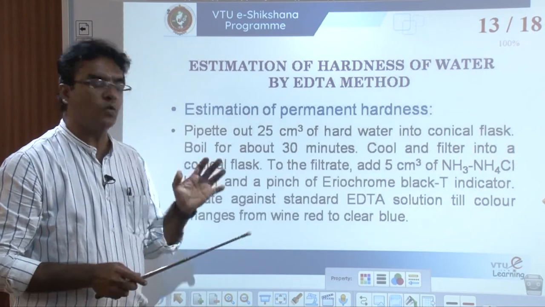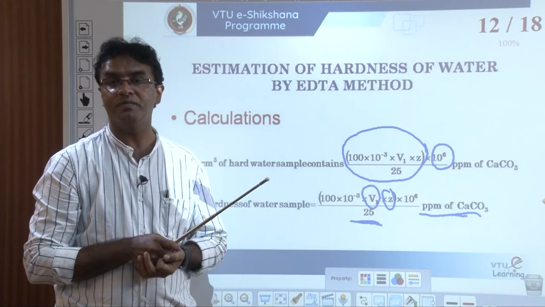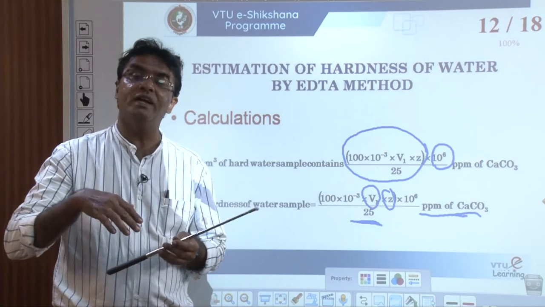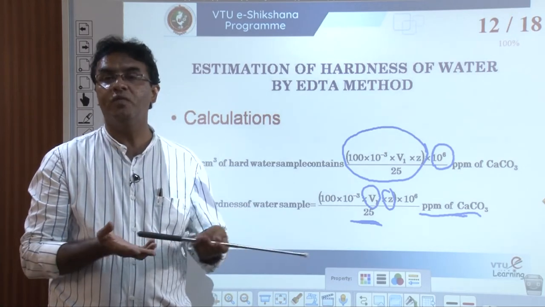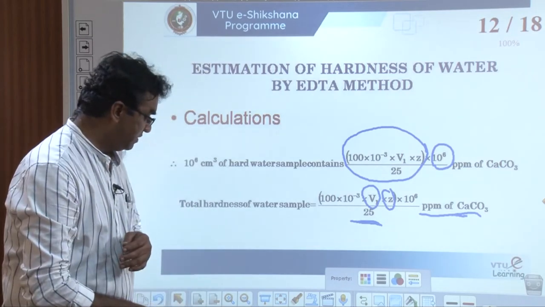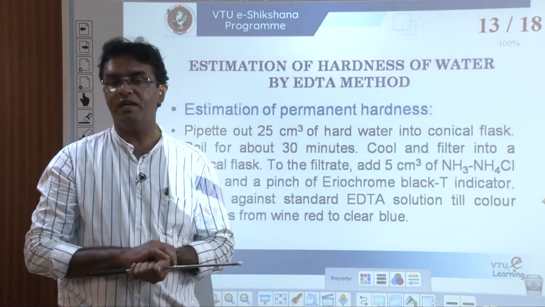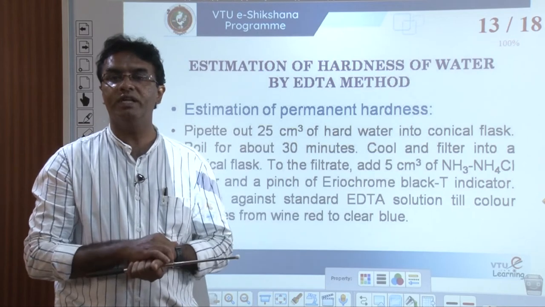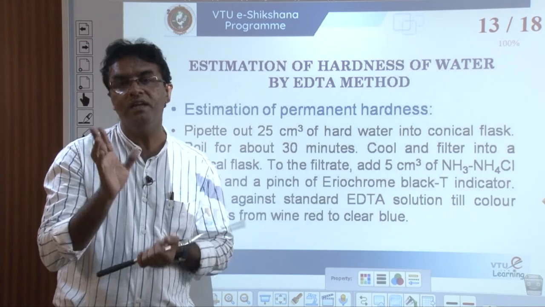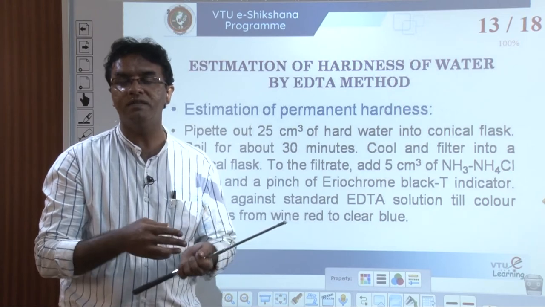Okay. So whatever the hardness we found out here, this is total hardness of the water sample. But at the same time, we can also easily find out what is the total hardness, what is the permanent hardness, and what is the temporary hardness. So, this can be found out by what we do. We have taken 25 ml of the water sample, right? To that, we added ammonia, ammonium chloride buffer, and a pinch of indicator, titrated against standard solution of EDTA, found out the volume, and using that volume, we calculated total hardness of the water sample.